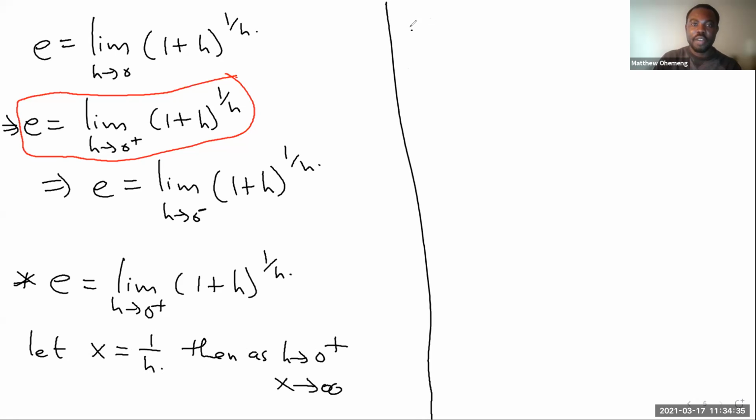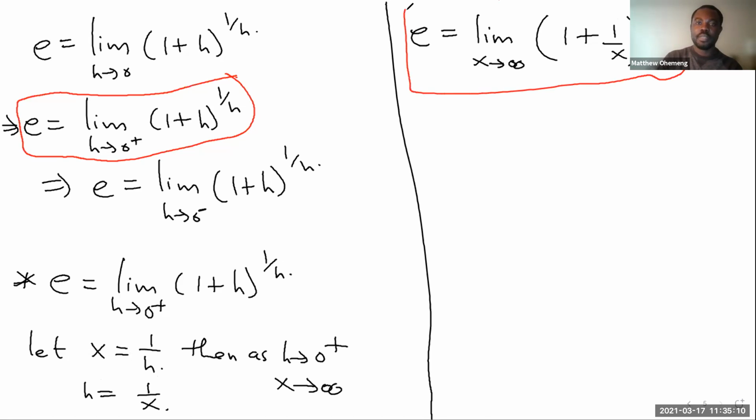So that means that you can write e to be equal to, now let's take the limit from h to x. So when the h is approaching 0 from the right, we can replace that with x approaches what? Infinity, right? And then we have 1 plus h, but we are changing everything from h to x. So when x is equal to 1 over h, then what is h? It's 1 over x. So that means where we have h, we can just put 1 over x there. And then what is 1 over h? It's just x.